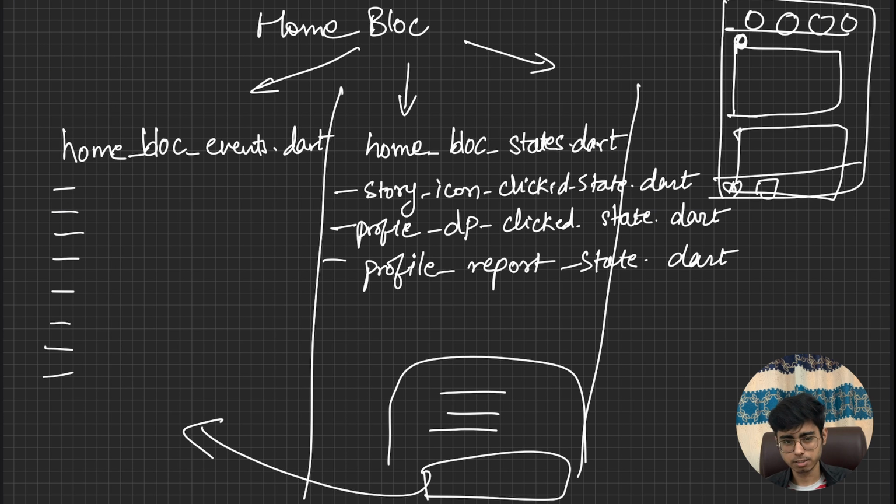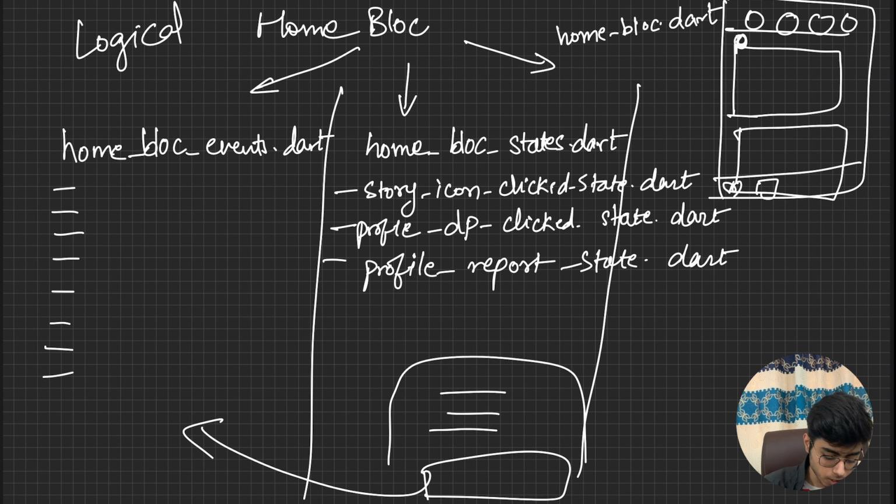So these are the events, these are the states. They are just classes, right, where the actual logic is not written. If I'm clicking on report, where is the function written which is going to send an API request to my database? That will be written in my third file, that is called home block dart. Here all the functions will be written, right? Now this is fine. This is all my logical layer.